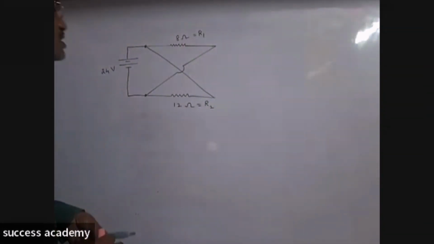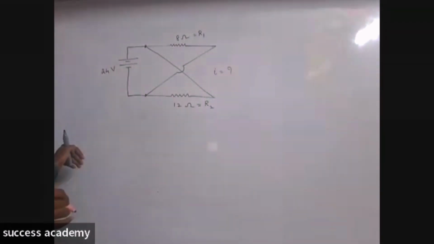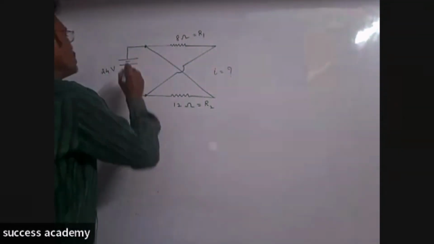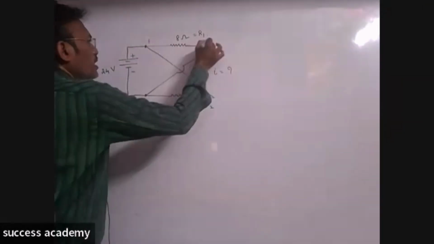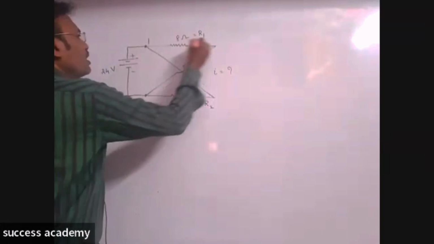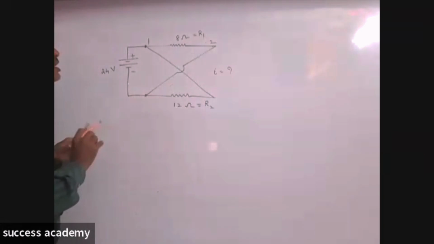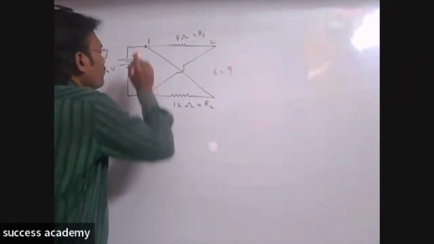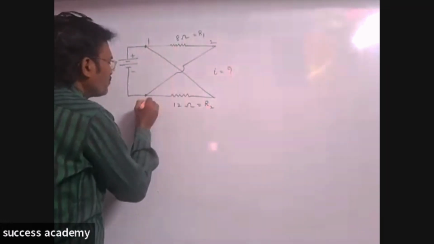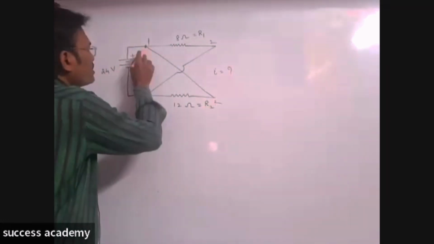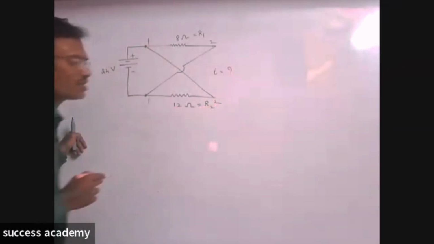Now how these two resistors are connected, that we need to consider. You consider this as the positive terminal and this as the negative terminal. This is the first end and this is the second end. Now observe carefully. The first end of the 8 ohm resistor is connected to the second end of the 12 ohm resistor.